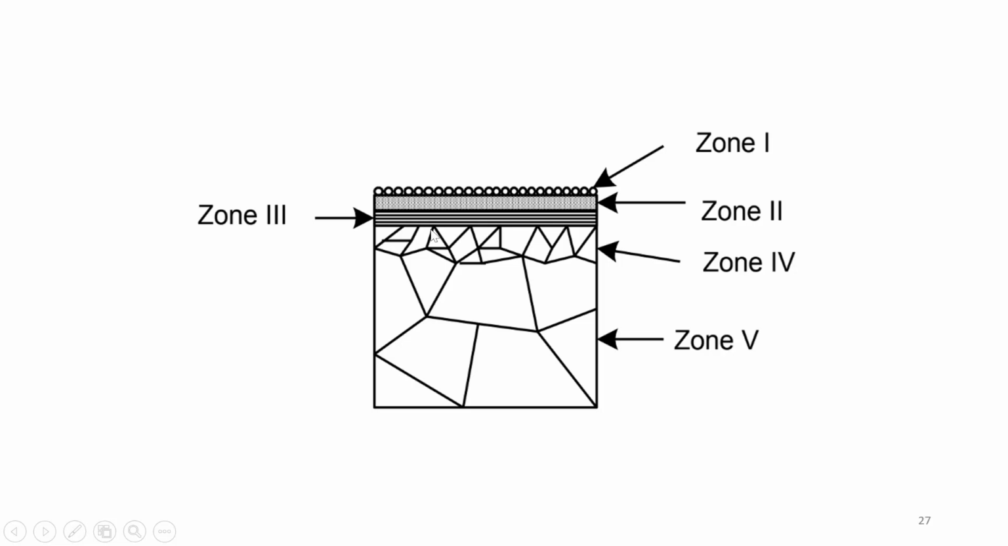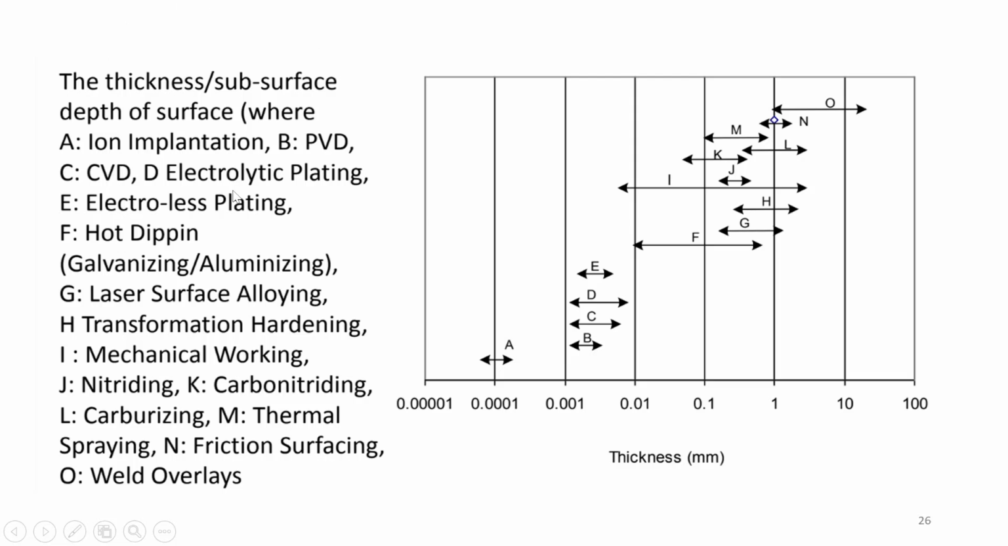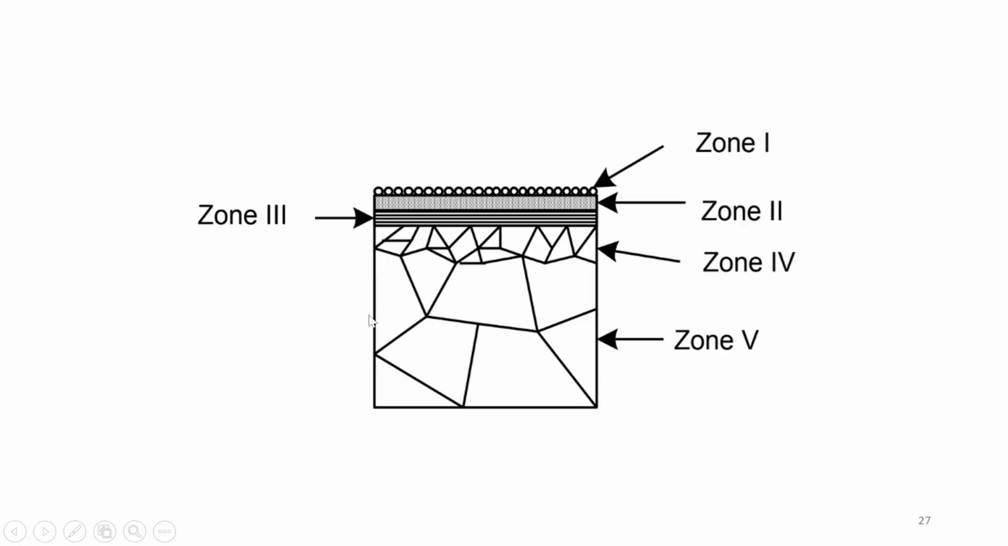Based on these various processes, various zones are formed. So there is the upper zone, then below that you have zone 2, then zone 3, and zone 4 will have a very refined microstructure because of the partial melting that may be taking place. Then we have zone 5, which doesn't have any effect.